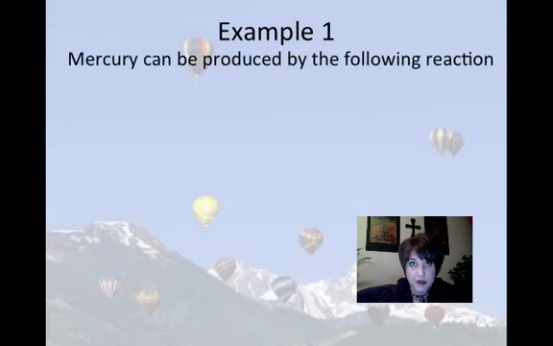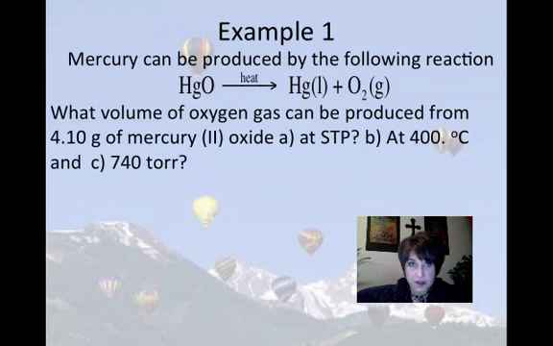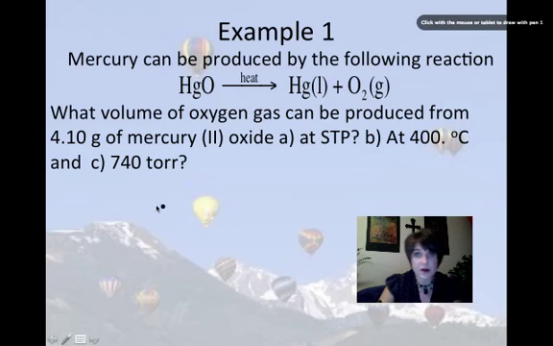Let me show you what I mean. In this example, we're going to look at the reaction of the calx of mercury, as it was once known. So when mercuric oxide is heated, it decomposes into its elements, mercury, the liquid metal, and oxygen gas. So here's our question. What volume of oxygen gas can be produced from 4.10 grams of mercuric oxide at STP, or at a more reasonable temperature, if we're heating it up, it might be at, say, 400 degrees Celsius. Or then here's a pressure that's pretty common in Falcon, Colorado, 740 torr, which is less than standard pressure. So let's take these one thing at a time. We'll start with part A. At STP, what could we predict the volume of oxygen gas to be?